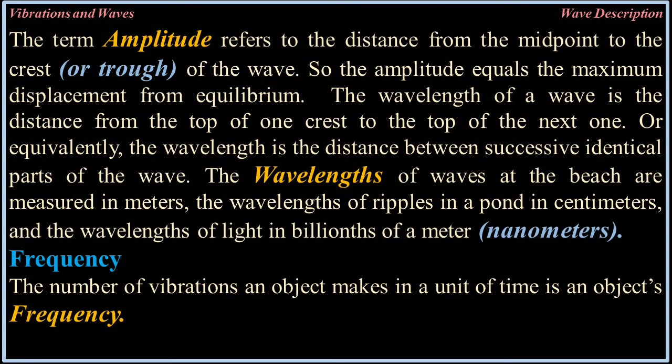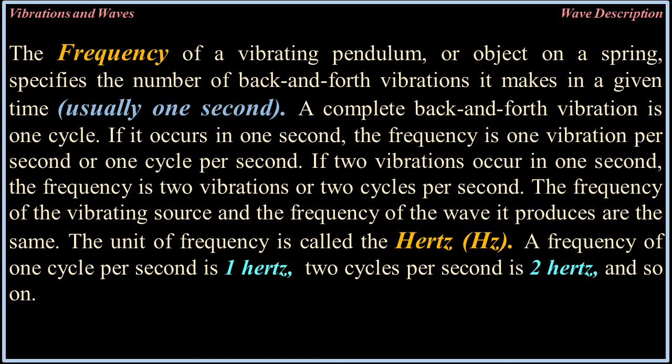Frequency, the number of vibrations an object makes in a unit time, is an object's frequency. The frequency of a vibrating pendulum or object on a spring specifies the number of back and forth vibrations it makes in a given time, usually 1 second. A complete back and forth vibration is 1 cycle. If it occurs in 1 second, the frequency is 1 vibration per second, or 1 cycle per second. If 2 vibrations occur in 1 second, the frequency is 2 vibrations, or 2 cycles per second.